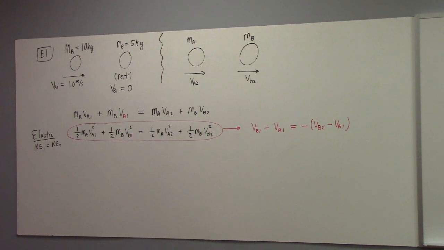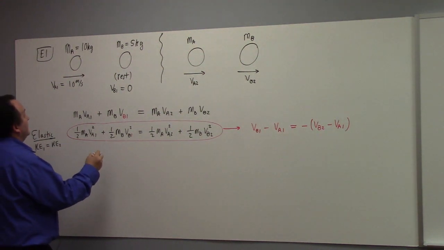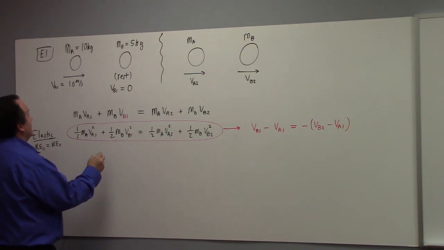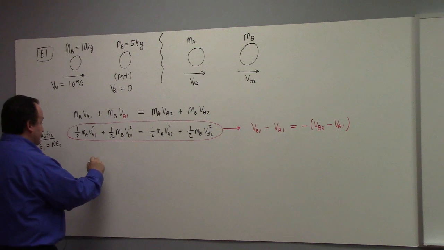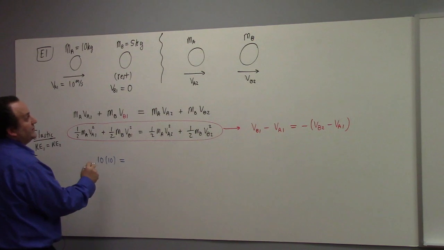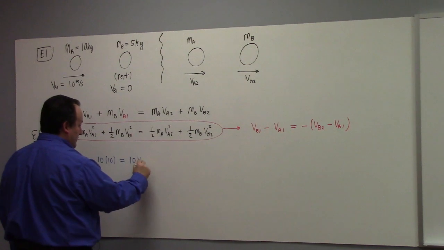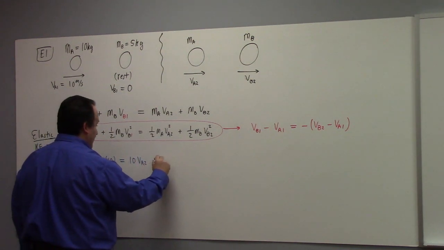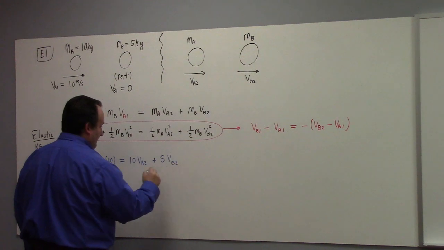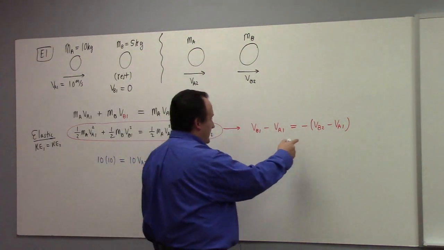So some of these things I've written are 0, right? So what are we actually up against for this problem? Let me put the numbers in and skip the units if you guys don't mind. So 10 times 10 equals to what? MA was 10, times VA2. I don't know VA2 yet, right? And then plus 5 VB2. That's one equation I have to work with. What's the other equation? This right here, right? So this becomes what?